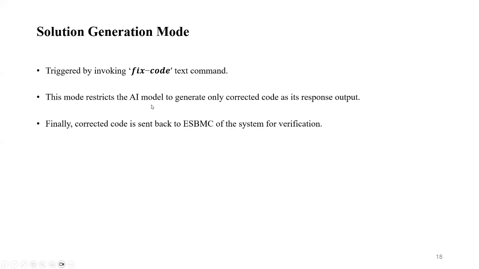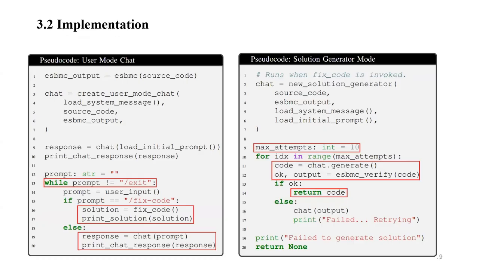The AI model is also expected to reply with only source code, with no natural language text. If there are some very concise NL texts, they can be processed by string pre-processing techniques. This is a sample implementation of the user chat mode as well as the solution generation mode.